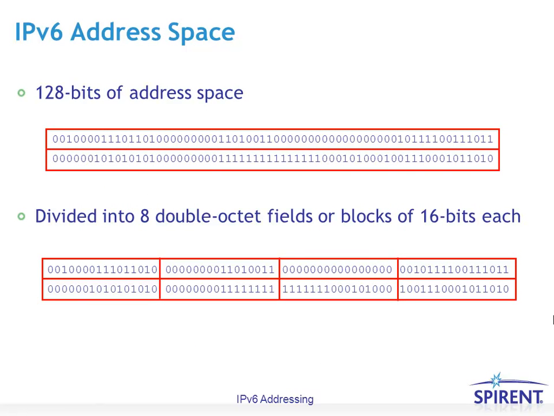Well, how is the IPv6 address space represented to us? Of course, binary bits are always stored within the computer's memory, but we tend to simplify it for us human beings. So when we write things down or see things read out on a computer screen, like let's say if you're looking at a route table or something like that, it makes more sense. So in order to represent that, first the 128 bits are divided up into 8 double octet fields, or blocks of 16 bits each.